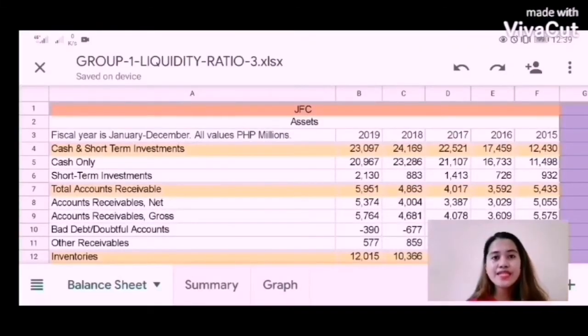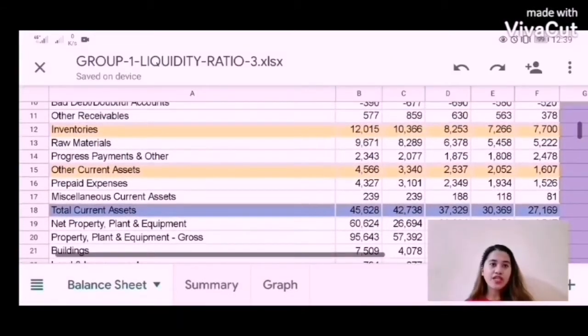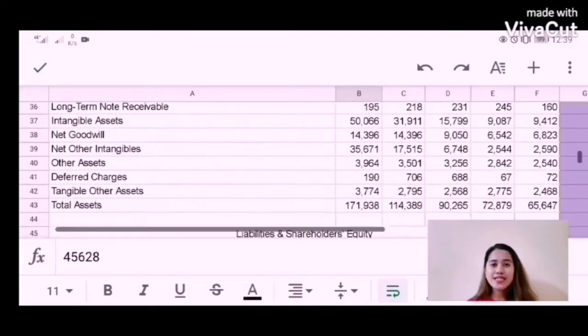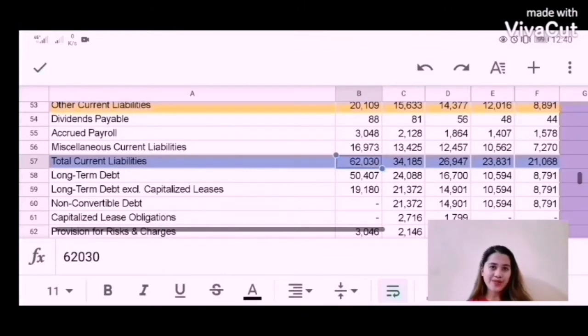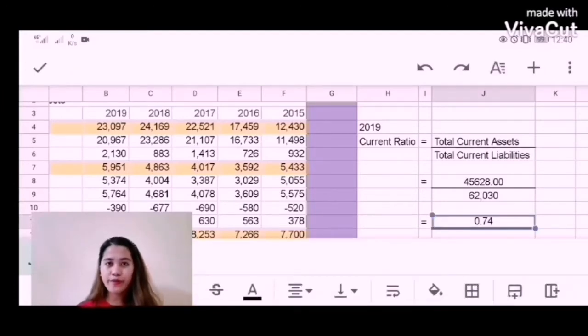Now, to solve for JFC's current ratio in 2019, we must look at JFC's balance sheet. The total current assets is 45,628,000 and the total current liabilities is 62,030,000 pesos. Dividing it, the current ratio for 2019 is 0.74, which means that for every 1 peso worth of debt JFC has, its asset equivalent is 74 centavos.